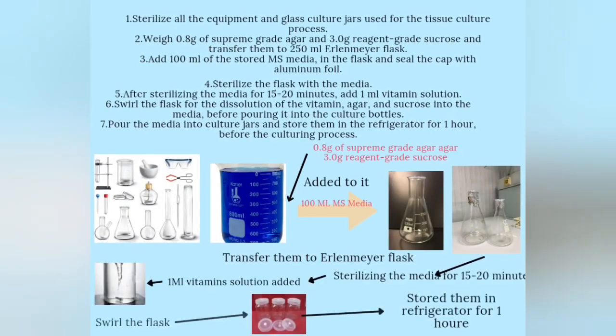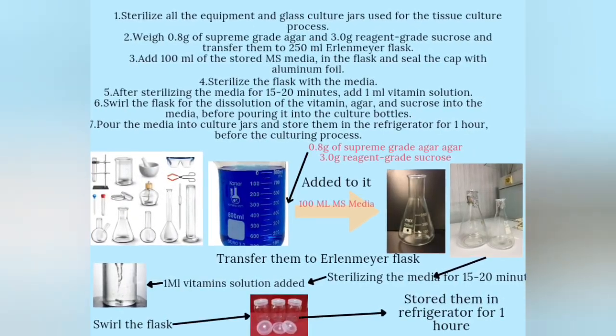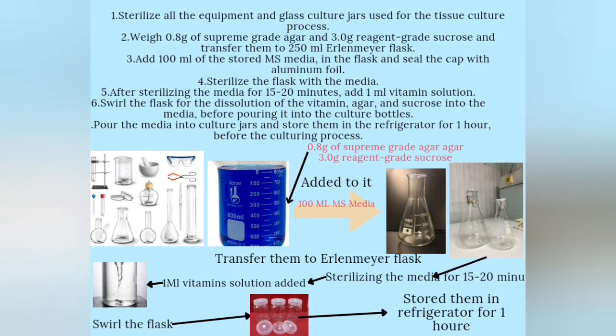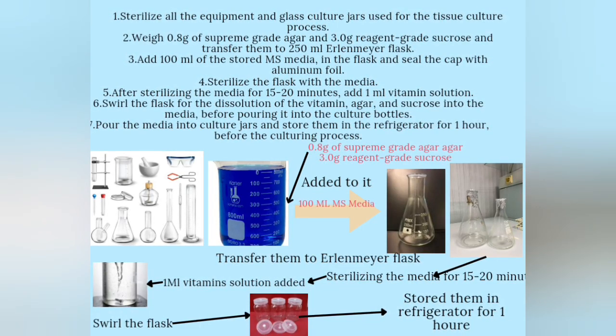1. Sterilize all the equipment and glass culture jars used for the tissue culture process. 2. Weigh 0.8 g of supreme grade agar and 3.0 g reagent grade sucrose and transfer them to a 250 milliliters Erlenmeyer flask. 3. Add 100 milliliters of the stored MS media in the flask and seal the cap with aluminum foil. 4. Sterilize the flask with the media.